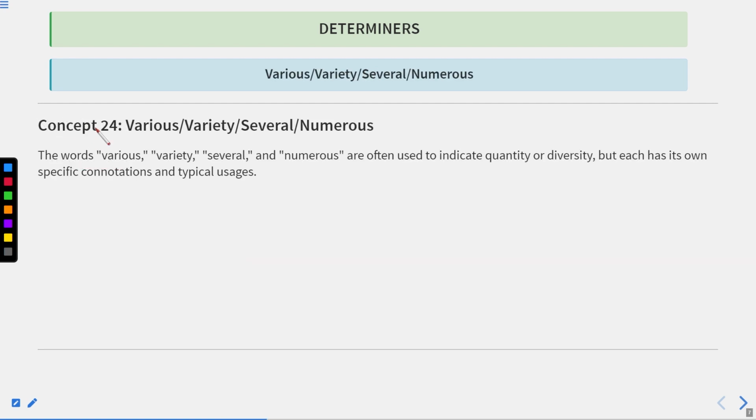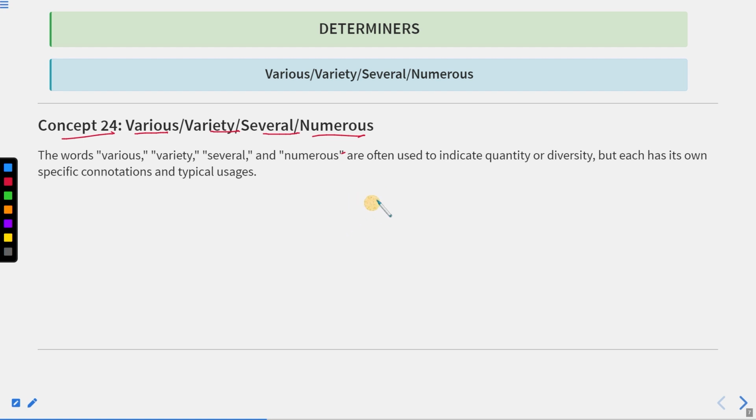Now, let us discuss another concept, that is concept number 24, where we have words like various, variety, several, and numerous. If you see these words, numerous refers to numbers. Several means more than one. Variety is when we have many choices. And various means different.